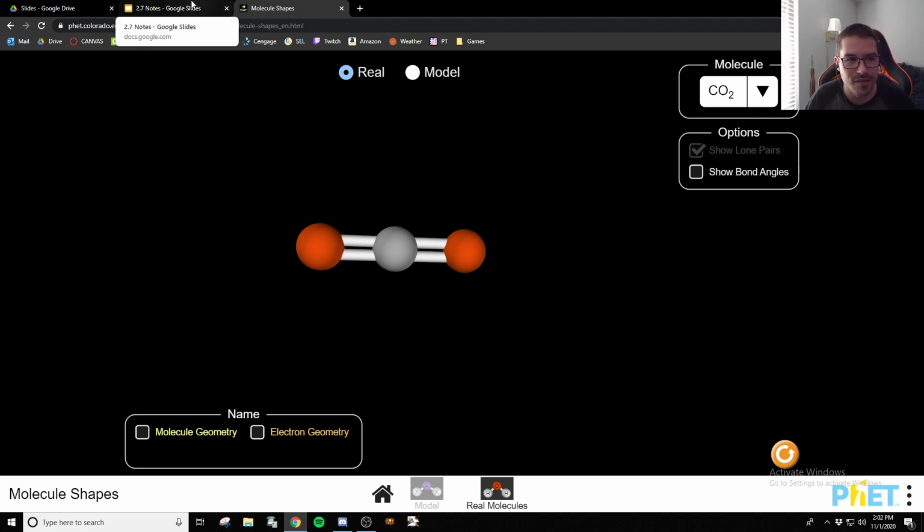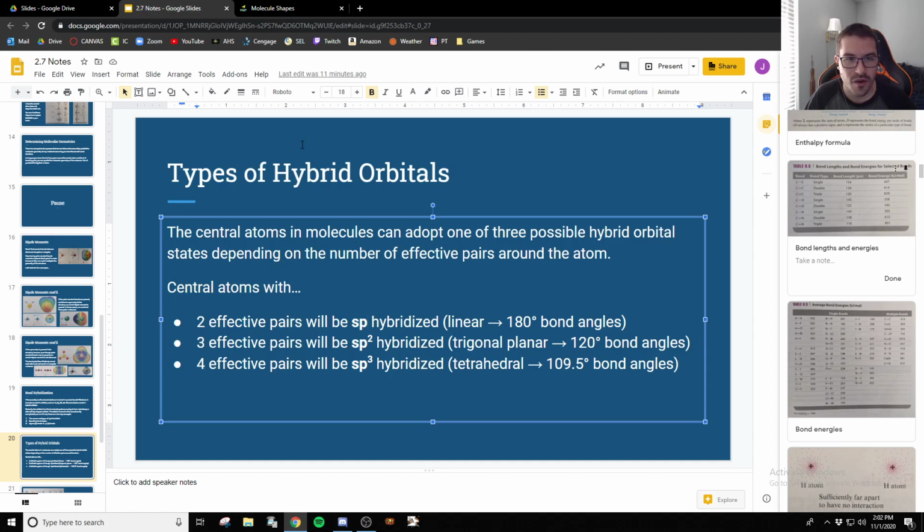Once again, the details behind this are super complex, so I don't need you to know much more than this. If there are two effective pairs around the central atom, that's going to be sp hybridized, and that's going to be a linear shape, which has 180-degree bond angles. This part you already sort of knew, right? You could have determined that carbon dioxide, with its two effective pairs, would be a linear shape.